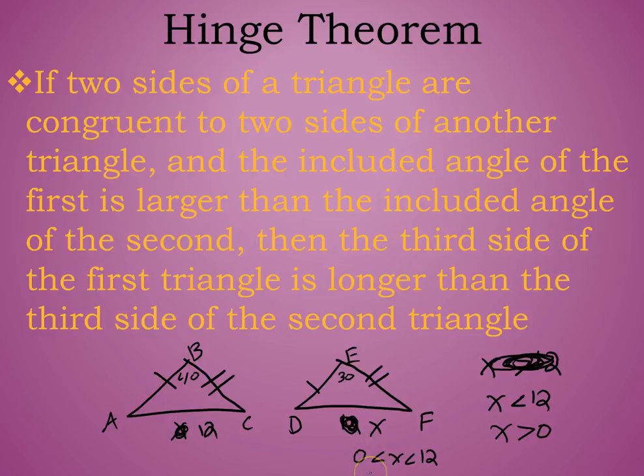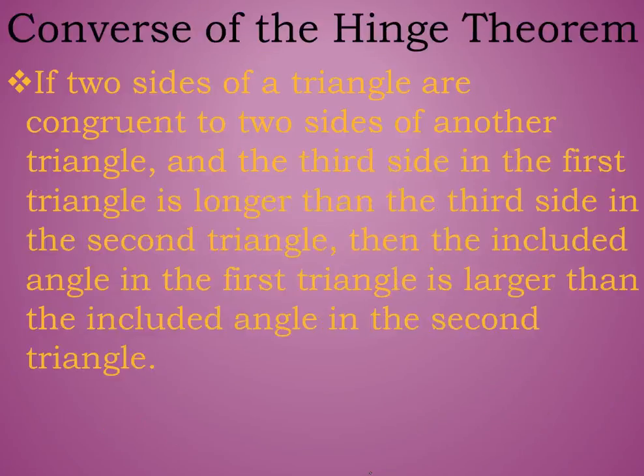And that's what we're going to be using the hinge theorem for, to set up relationships between those two third sides, pretty much set it up so that the one side is greater than the other one, and then make sure the other side is bigger than 0. So those are your two inequalities to set up. Now the converse is dealing with angles, so we'll talk about that once you write it down.